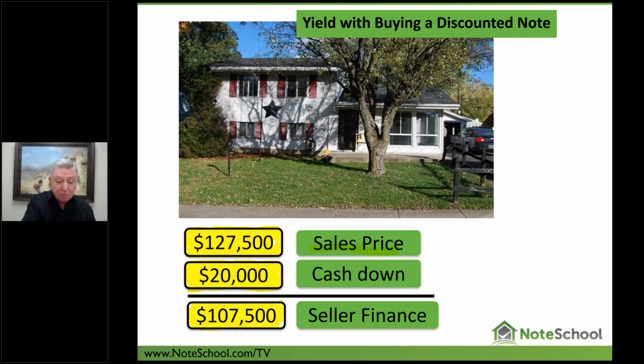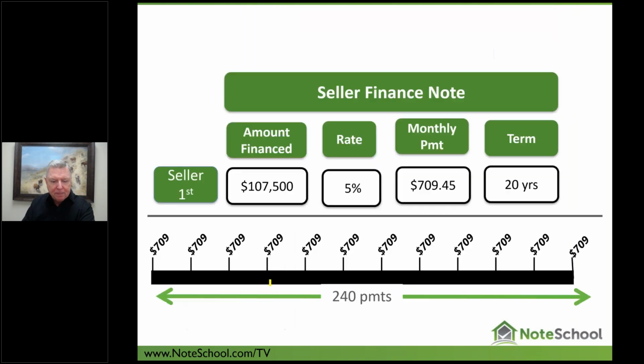How often does that happen? Well, quite honestly, I've bought over 50,000 notes at a discount. So I would say we've made it a standard. We've proven it to be a market. But once again, you may buy a note where you don't have to buy it at a discount. Now, the terms on this seller finance note are $107,000, 5% interest, $709 per month.